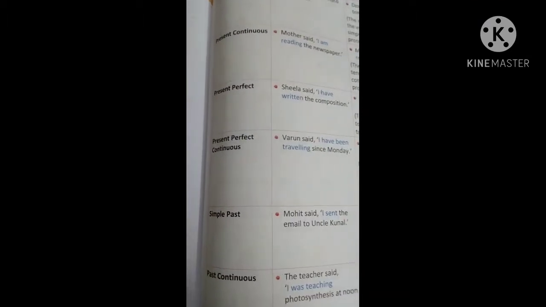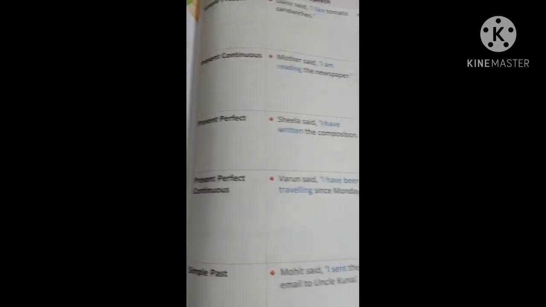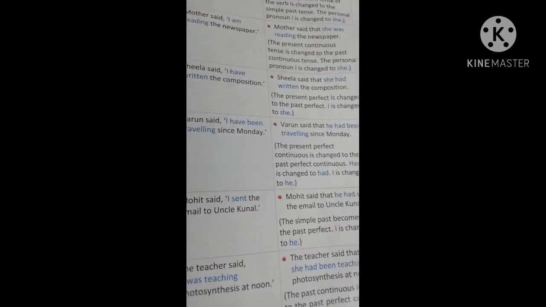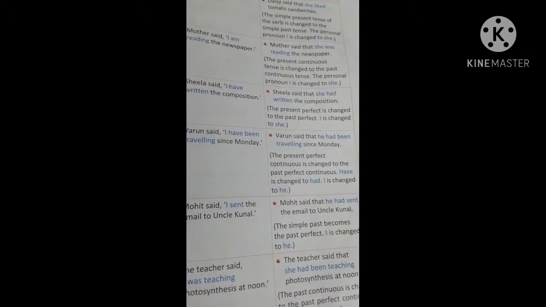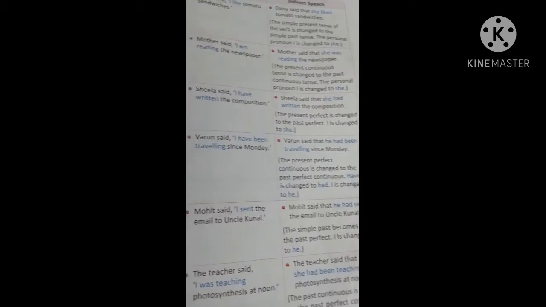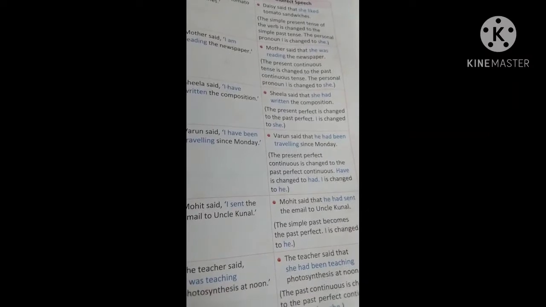If the reported speech is in present perfect continuous tense, like Varun said, I have been traveling since Monday. You have already done perfect continuous tenses. Here, present perfect continuous changes to past perfect continuous, and here have will change to had because it will become past perfect, and I will be he because Varun is a boy, so I will become he. So the sentence will be, Varun said that he had been traveling since Monday.